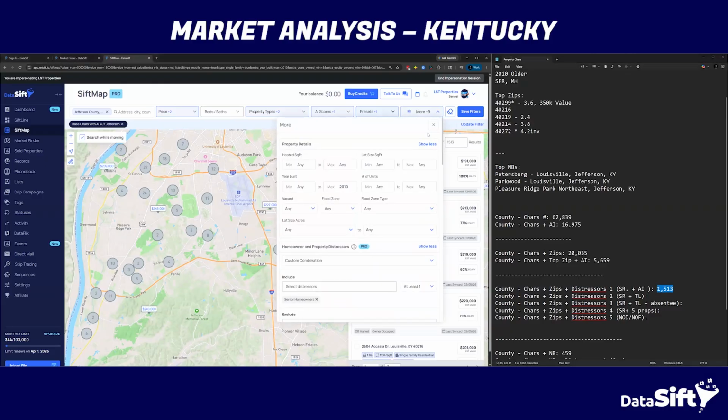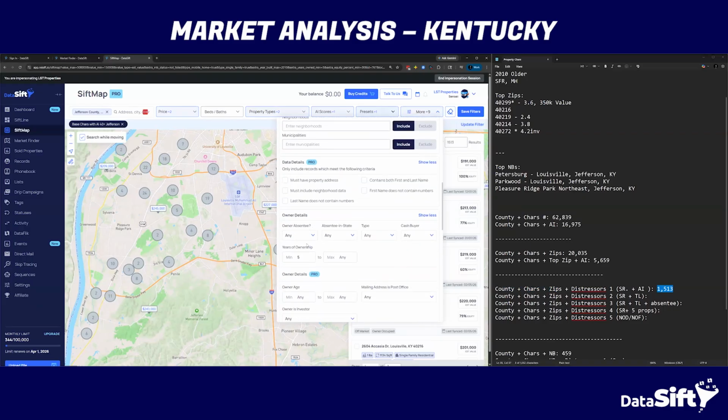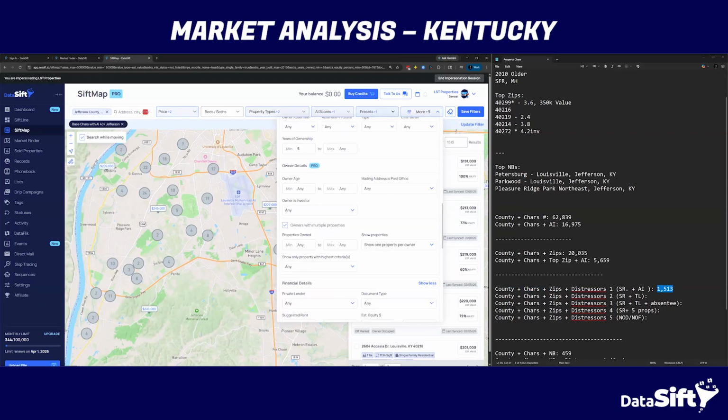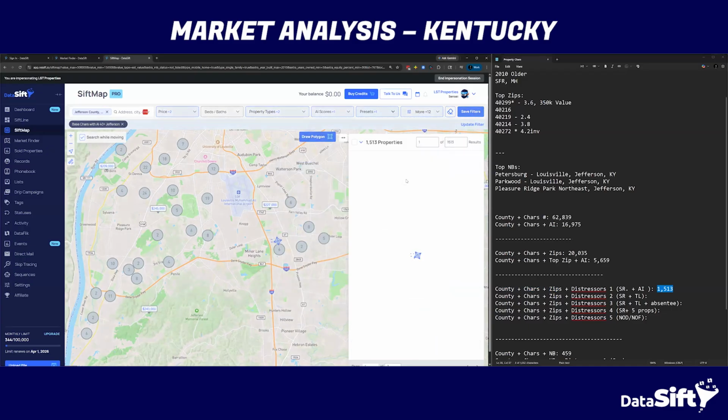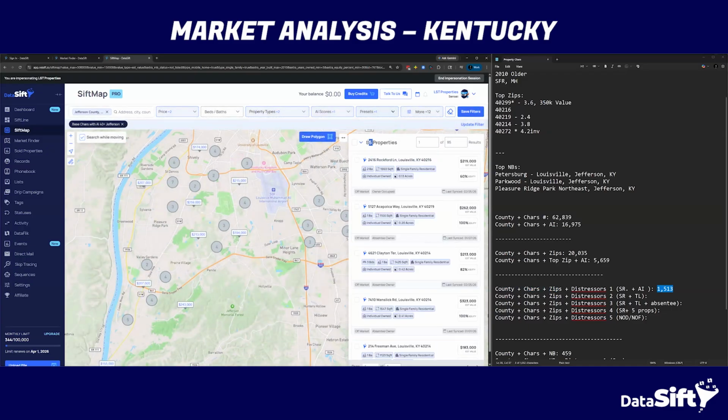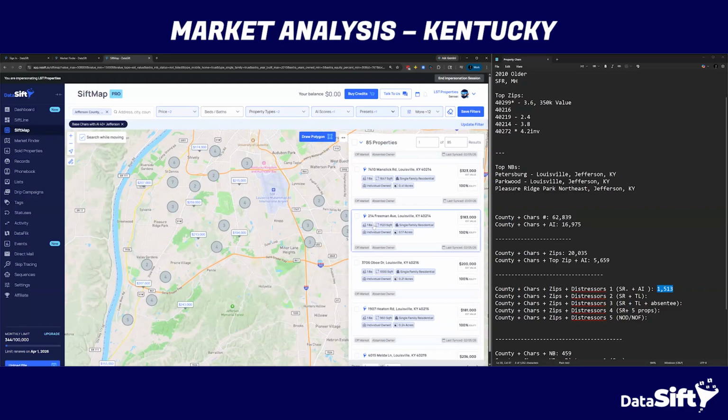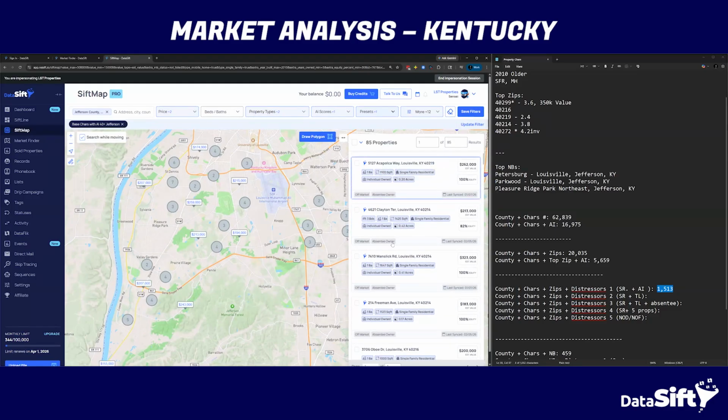Now I can go even deeper and say, okay, well, I also want them to have owned more than 5 properties, but I only want one of them here. And that's going to narrow me down to 85 people. So these 85 people own more than one property in their portfolios, and they have a high AI score on these particular addresses and they're senior owners.